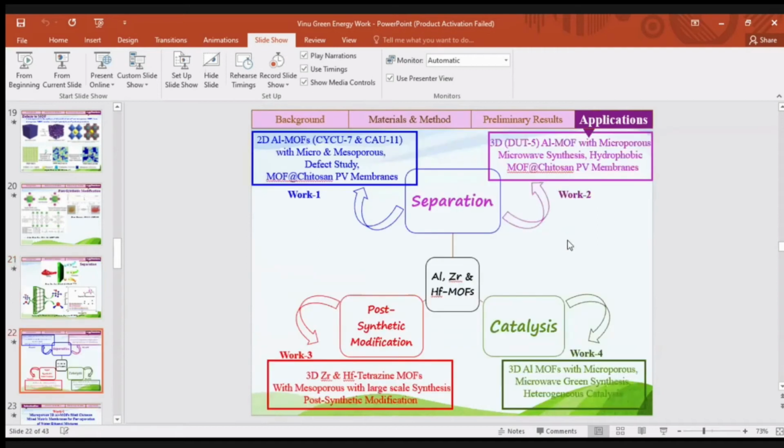So in this content, we use 4 applications. One is separation, then catalysis, then post-synthetic modification. Here we are mostly focused on the aluminum MOF. Finally, only in one work did we use the zirconium and hafnium MOFs.